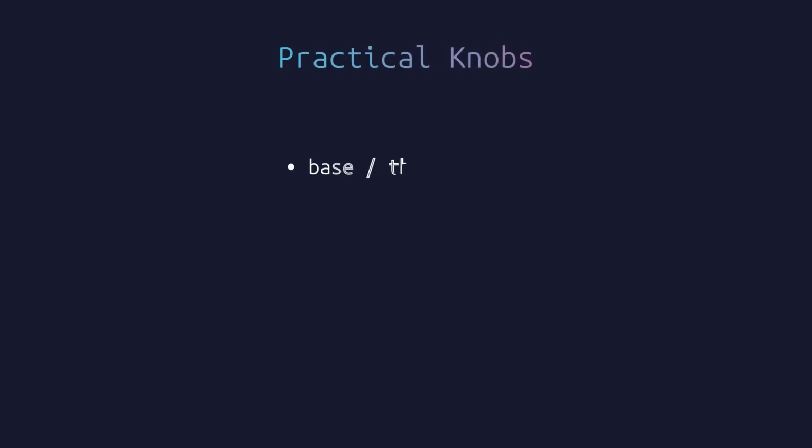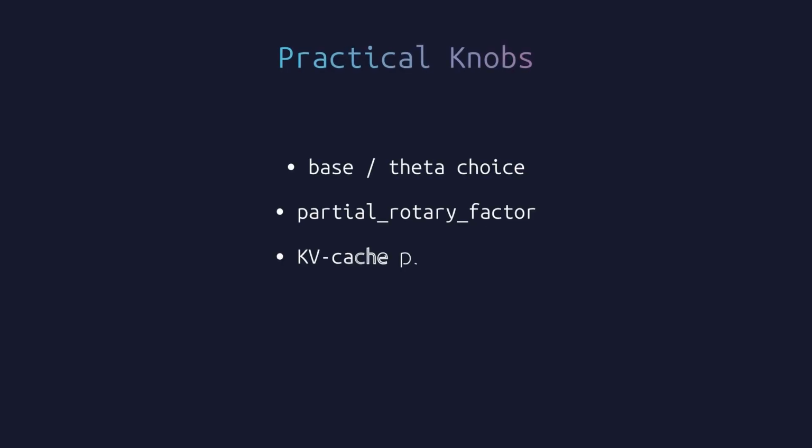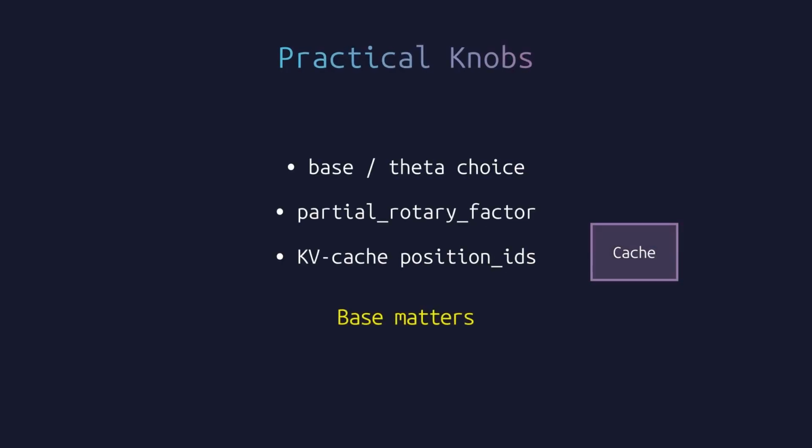In practice, you have several knobs. Base controls the frequency grid. Smaller base means faster oscillation. Partial rotary factor lets you rotate only a fraction of the head dimensions for stability. And when using KV cache, you just continue the position IDs from where the cache left off. RoPE composes cleanly with caching.